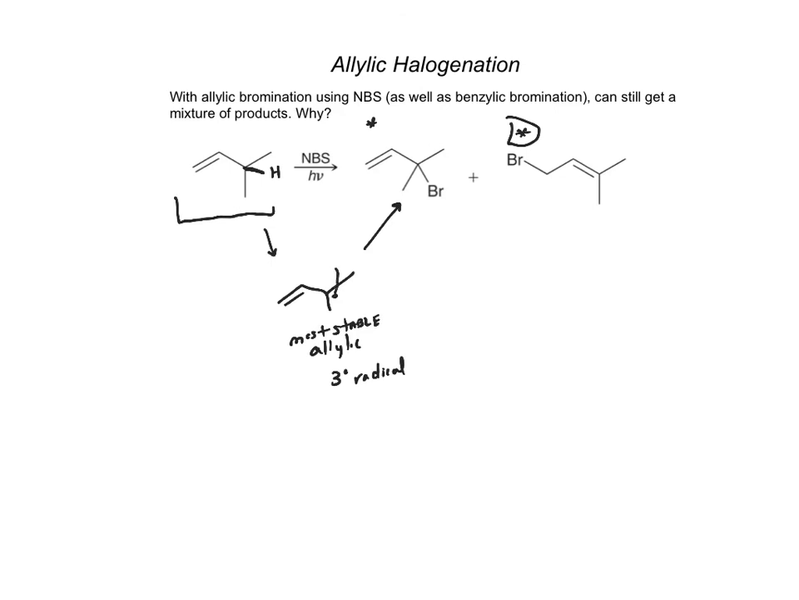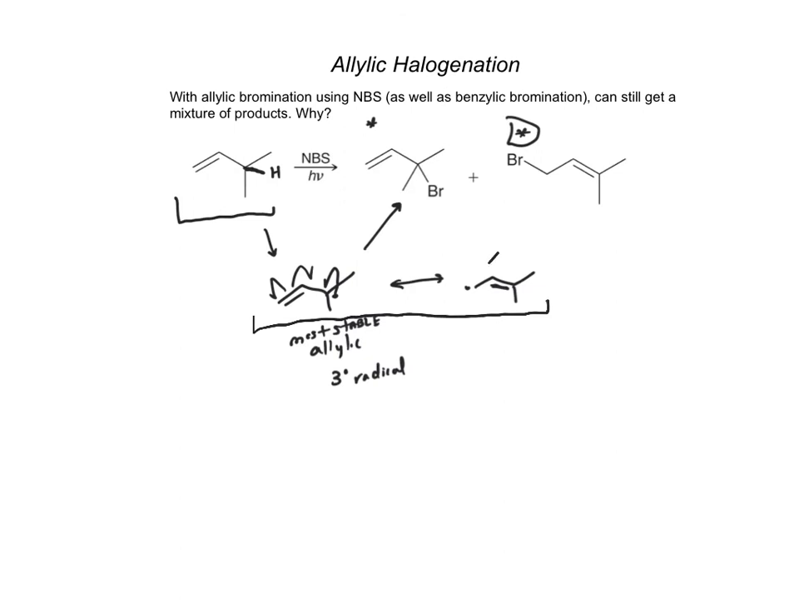The other resonance form: we have one electron forming a double bond here, the other coming from the pi bond, and then the other electron being left behind here. So the other way that we can draw this, or the other resonance form for this, has the radical out here as an allylic primary radical, right? So both of these exist because, again, it is resonance stabilized.